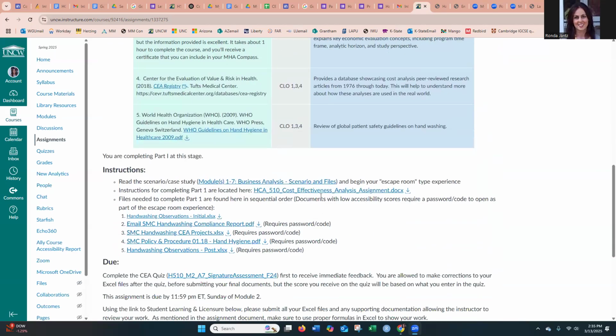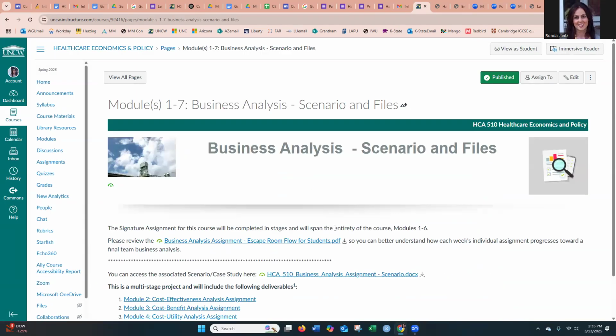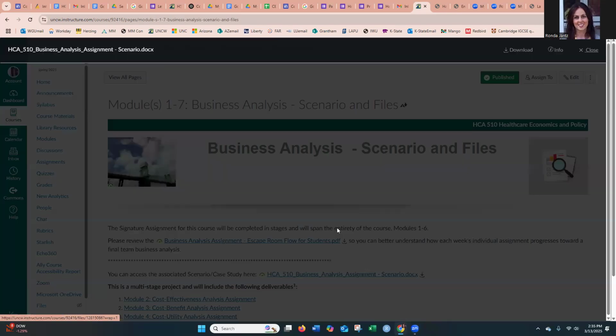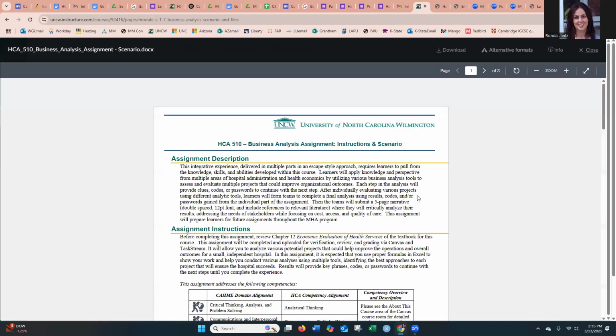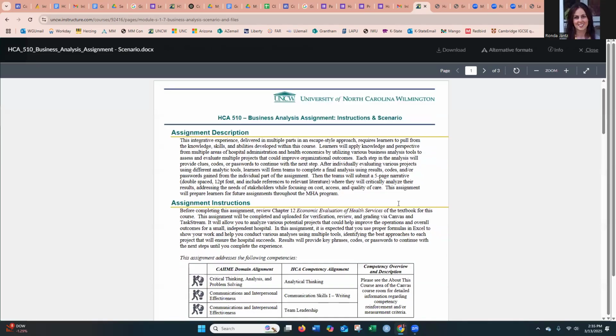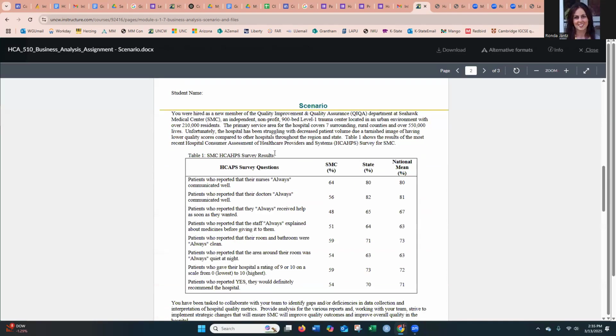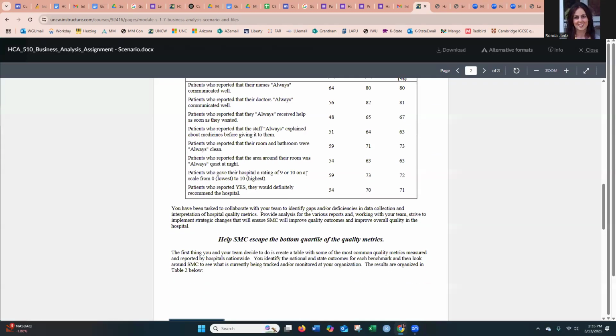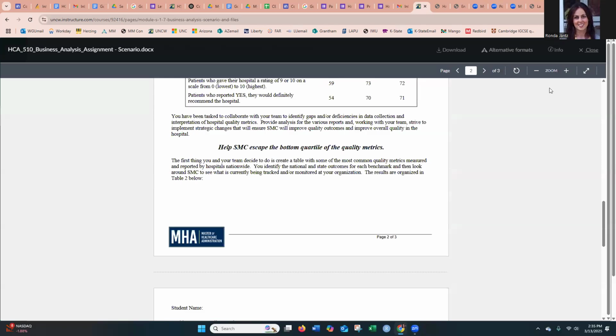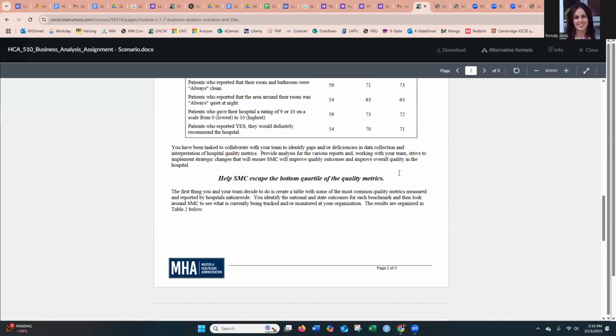In this assignment, we're going to first look over our scenario. The scenario is the same for all weeks in the class. We are going to work at Seahawk Medical Center, and we are going to take on a number of challenges. The challenges are explained in this scenario. I'm not going to explain it all to you, so that way you can go through it, and I'm not restating what you're going to read.